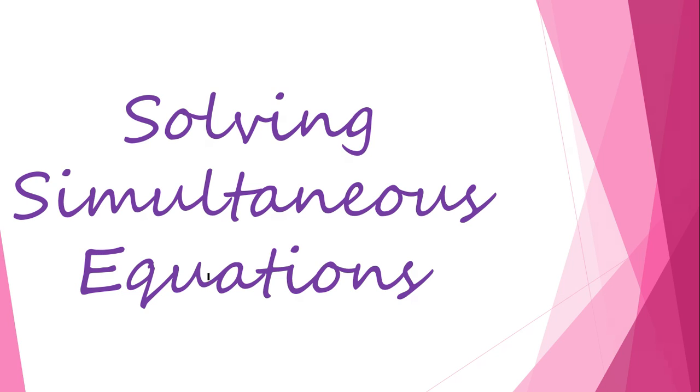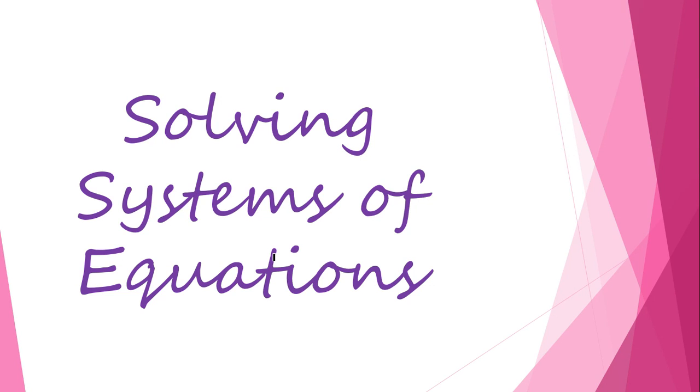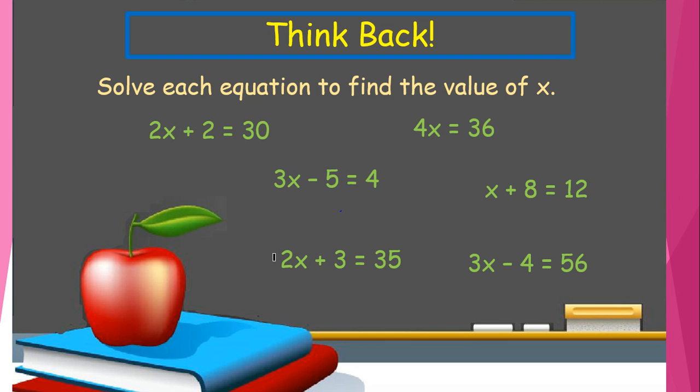Everyone, today's topic is on solving simultaneous equations, and you'll find that in other books written as solving systems of equations. It's always the same thing. Before you can solve a simultaneous equation, it's important that you are confident solving two-step equations like these: 2x plus 2 equals 30, 4x equals 36, and the rest of this.